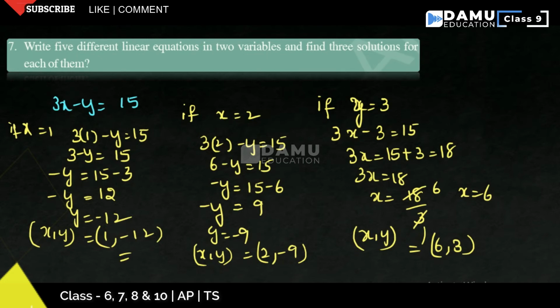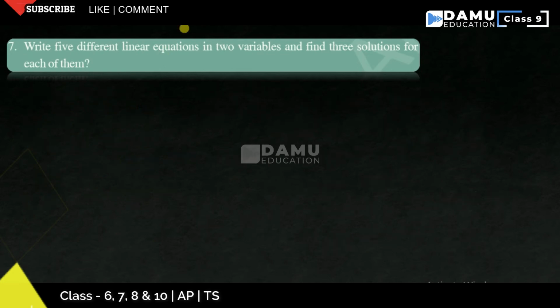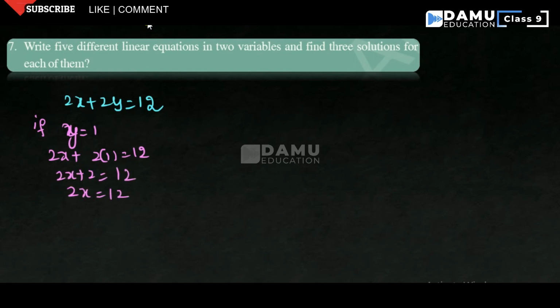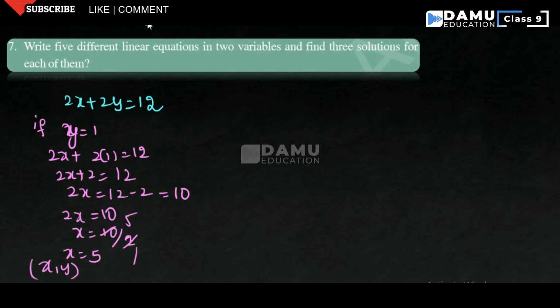Our next one, the third one, is 2x plus 2y will be equal to 12. So let's write the first solution. Here you can take y is equal to 1. 2x plus 2 into 1 will be equal to 12. Then 2x plus 2 will be equal to 12. Then 2x will be equal to 12 minus 2, that will come to 10. Then x is equal to 10 by 2. So 2 fives are 10, so x is equal to 5. So here x comma y will be 5 comma 1. So this is our first one.